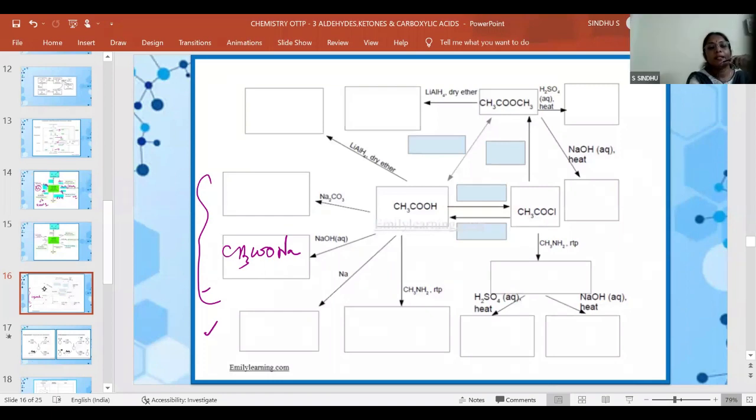Lithium aluminum hydride, we are getting reduction. CH3CH2OH, yes, we get ethanol. Then what do we have?